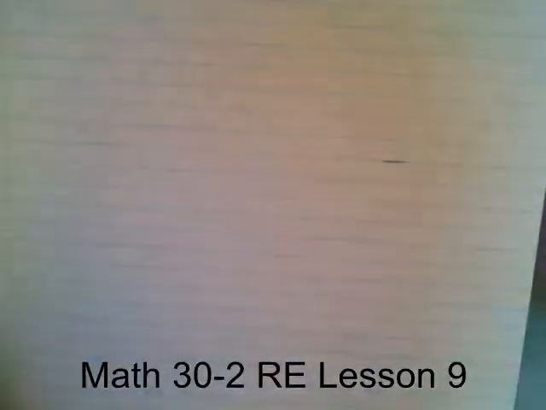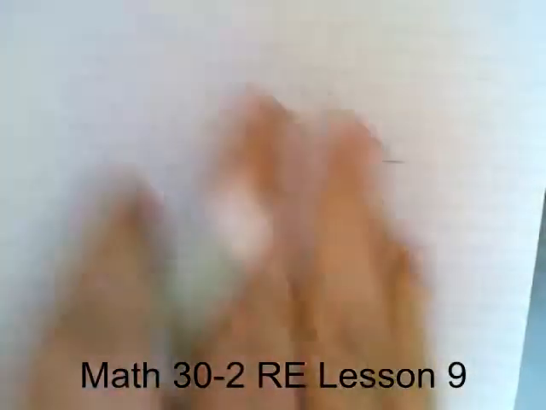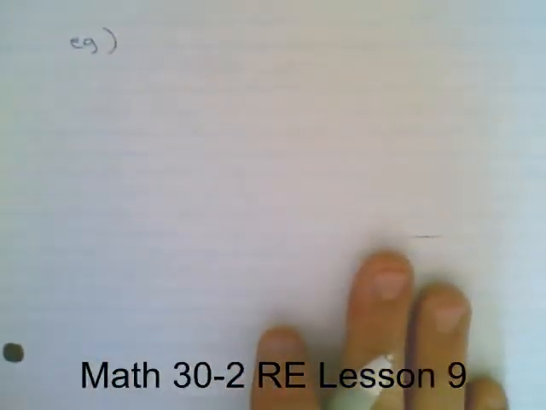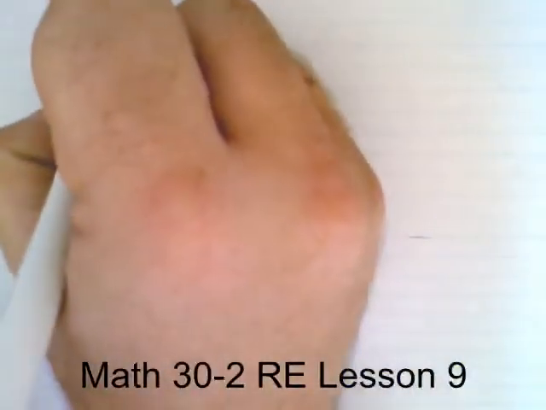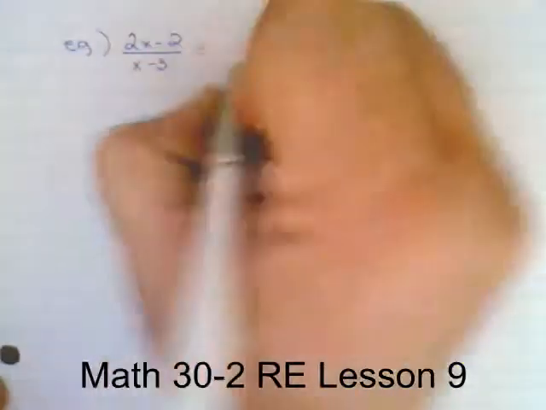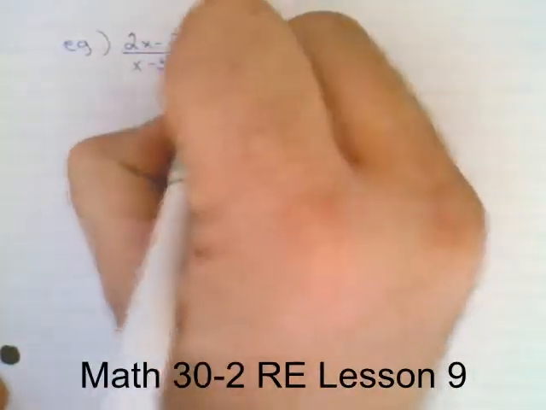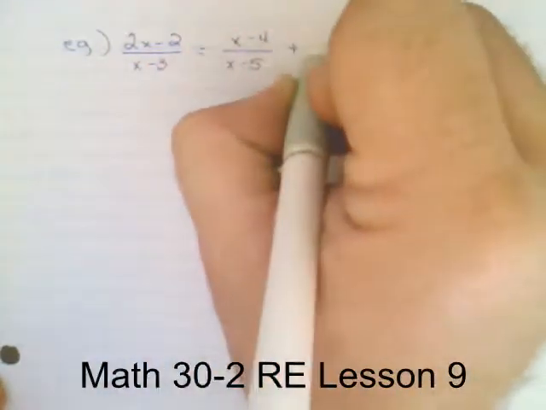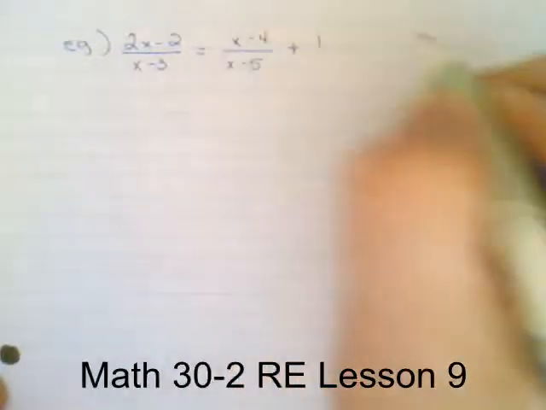Now let's look at one more rational equation. Okay? For example, I'm going to give you 2x minus 2 over x minus 3 equals x minus 4 over x minus 5 plus 1.